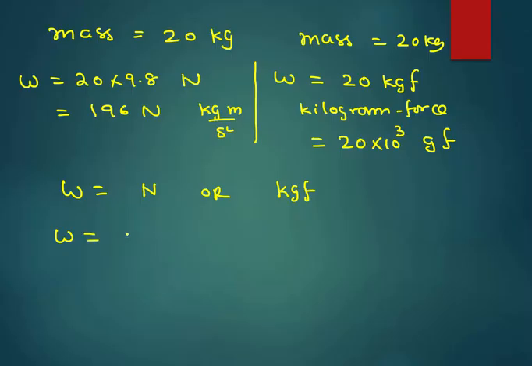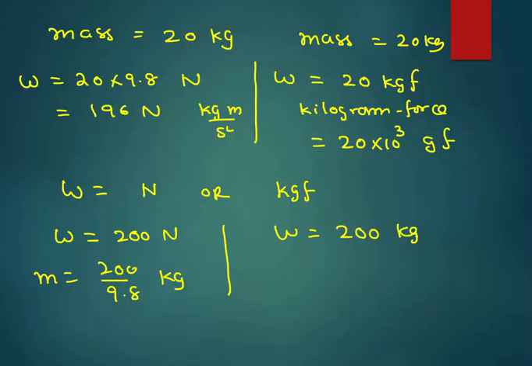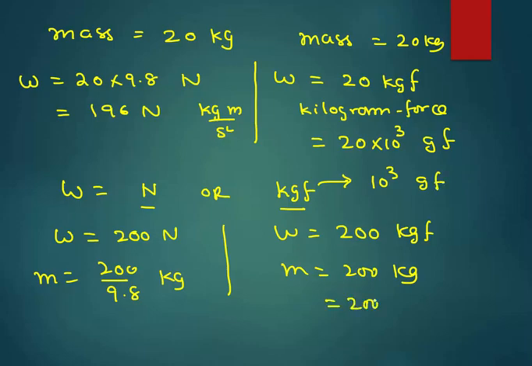If weight of an object is given in Newtons, let us say 200 Newton, that would mean its mass is 200 divided by 9.8 kilogram. Whereas if weight is given as 200 kgf, that means its mass is 200 kg. So it is important to understand the difference between these two units, Newton and kgf, and of course the fact that kgf is also 10 raised to 3 gf. So this mass will be 200 into 10 raised to 3 grams, and this 200 kgf is 200 into 10 raised to 3 gf.